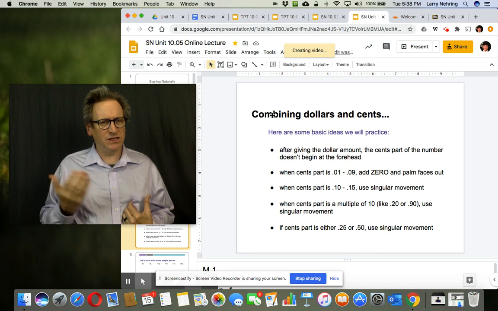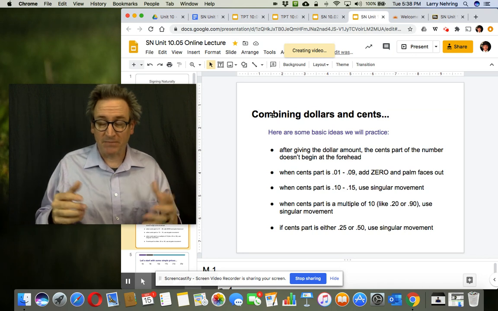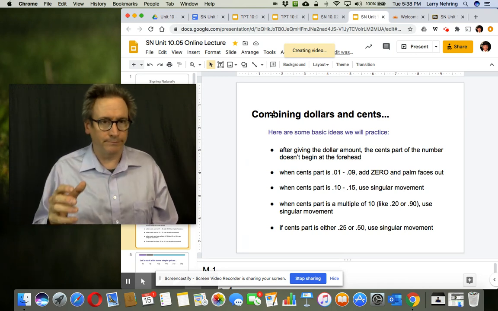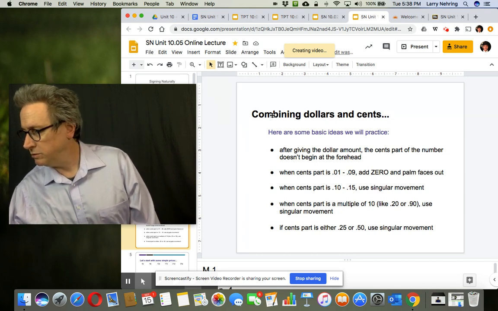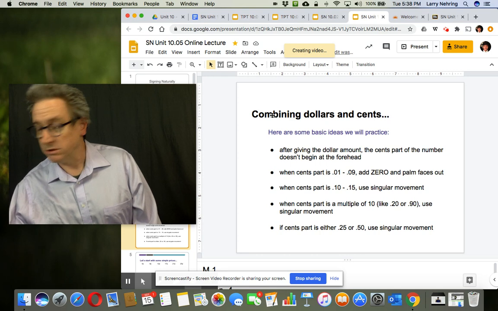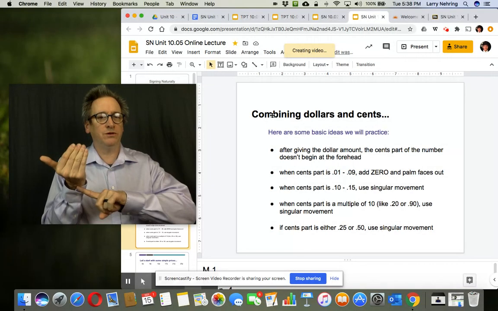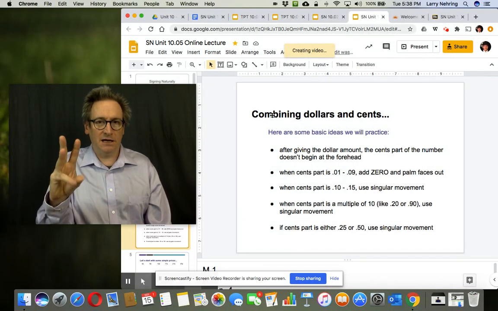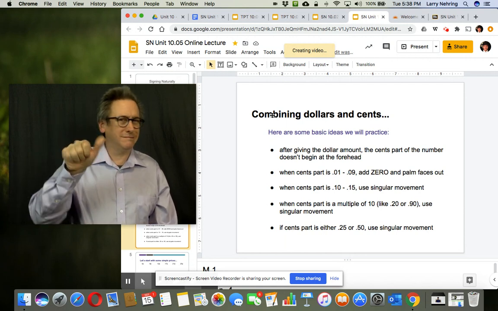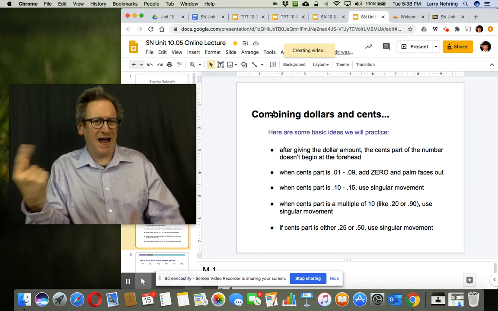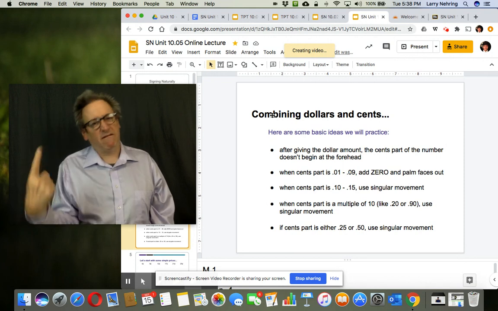I tend to find myself still doing 15 twice, just because I think it's clearer. $1.15. I tend to do $1.15, $1.60. We'll go into that. $10.11. I tend to do a double tap because I think it's clearer, but sometimes you will see a singular.